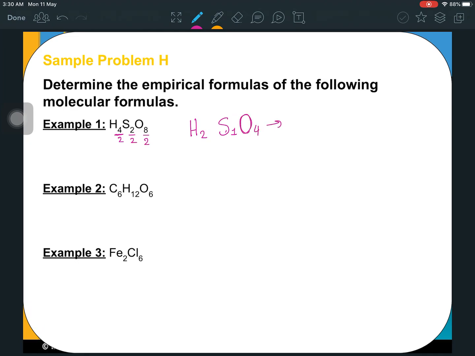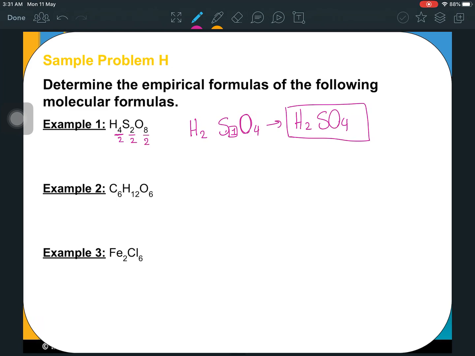Remember, we don't usually write the 1 here, so it's just going to be H2SO4, which ends up giving me sulfuric acid, right? So this is the simplest form that it can take, and this is the empirical formula.